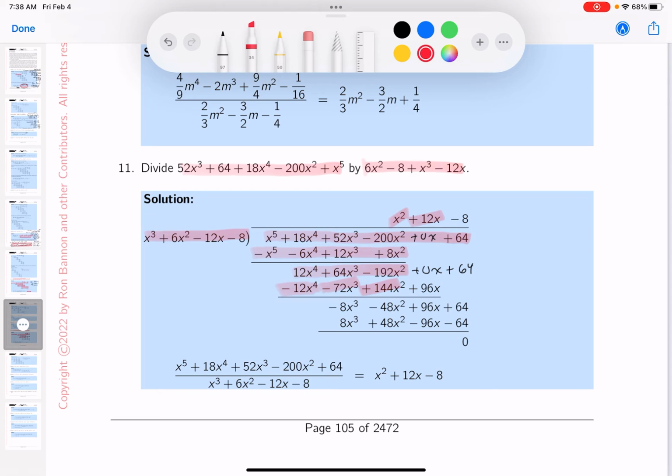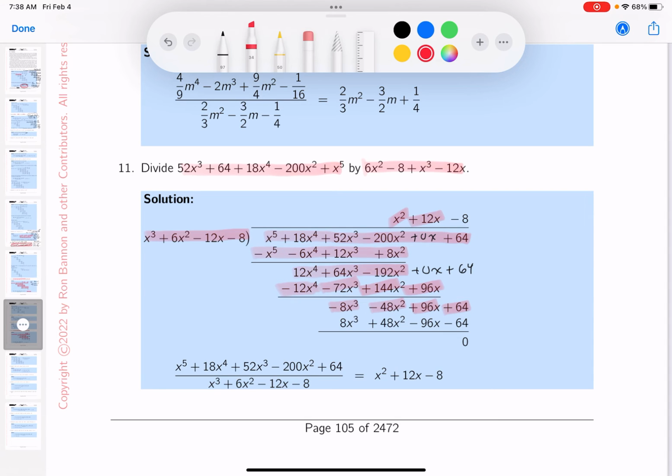And then 12 times minus 8, that's going to be minus 96. Minus of minus 96 is plus 96. And then what I do, combine those terms together. What would that give you? Well, let's see, 64 minus 72, that's minus 8x cubed. And this would be what? Make sure I did this right. 48. Yeah, minus 48. And this is plus 96 plus 64. All right, that's not so bad.